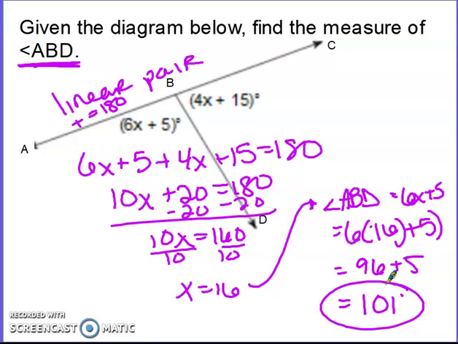Please keep in mind when you are doing this, please make sure you go back and read that problem, because had you put 16 in as your answer, even though you solved your equation correctly, it's not the answer to the question that you're being asked. So make sure you do go back and read that.